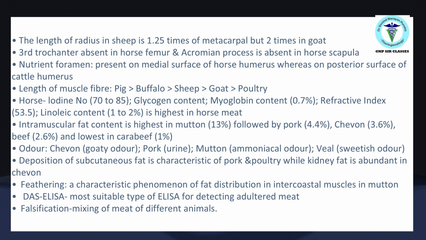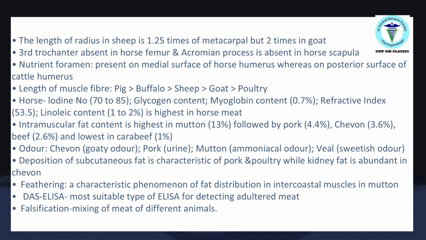The length of radius in sheep is 1.25 times of metacarpal but 2 times in goat. Third trochanter is absent in horse femur and acromion process is absent in horse scapula. Nutrient foramen is present on medial surface of horse humerus whereas on posterior surface of cattle humerus. Length of muscle fiber: pig, buffalo, sheep, goat, poultry.